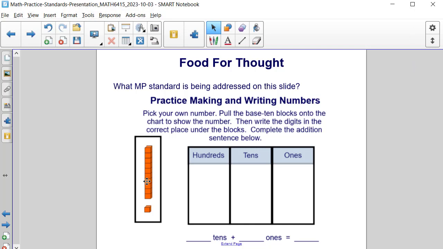The use of the base 10 blocks to construct a student's own individual example emphasizes mathematical practice standard number 5, using appropriate tools strategically. So because we have these base 10 blocks, that is the main standard that is occurring here, but then it is also helping them with mathematical practice standard number 2, reasoning quantitatively and abstractly, mainly quantitatively.